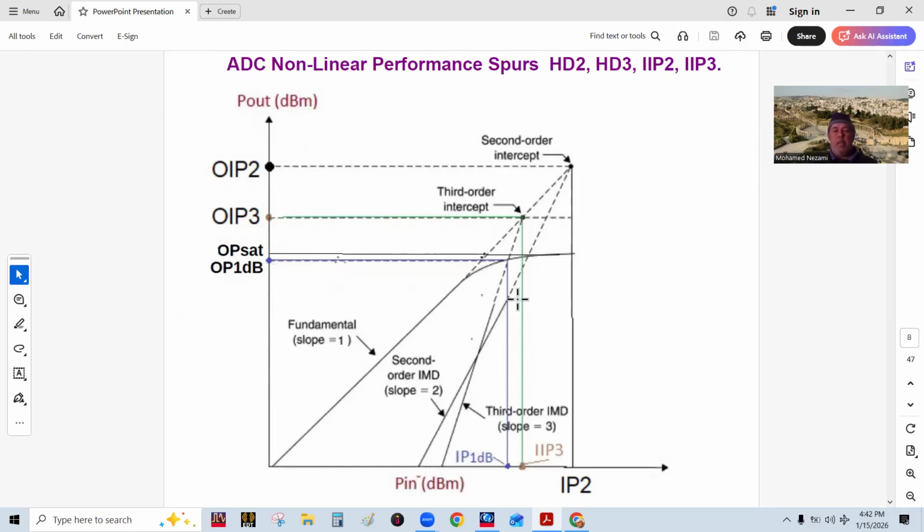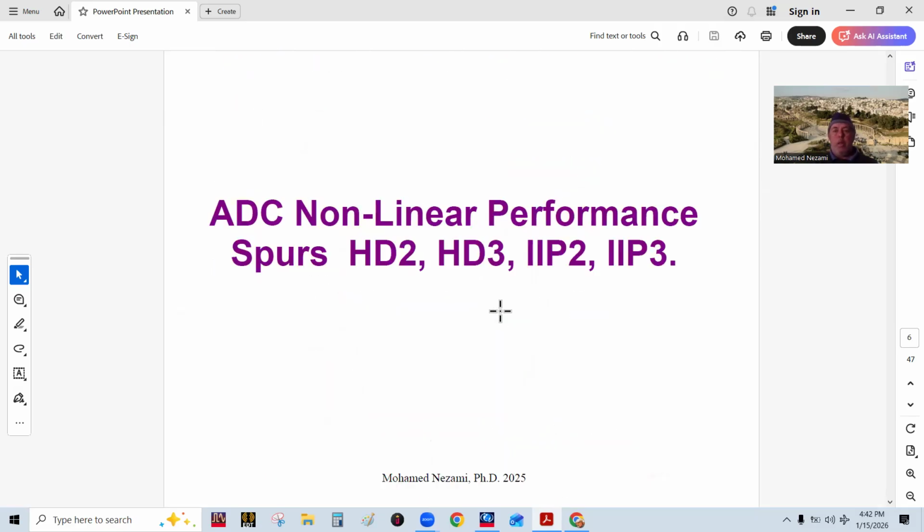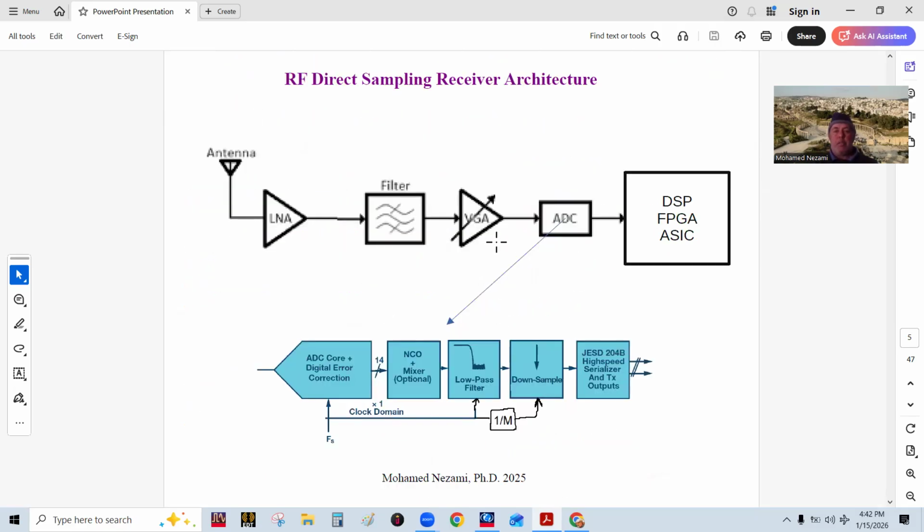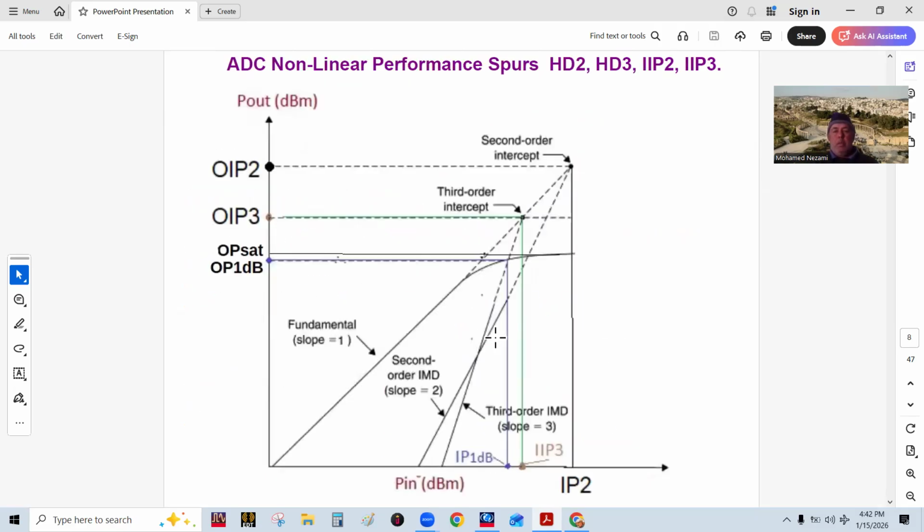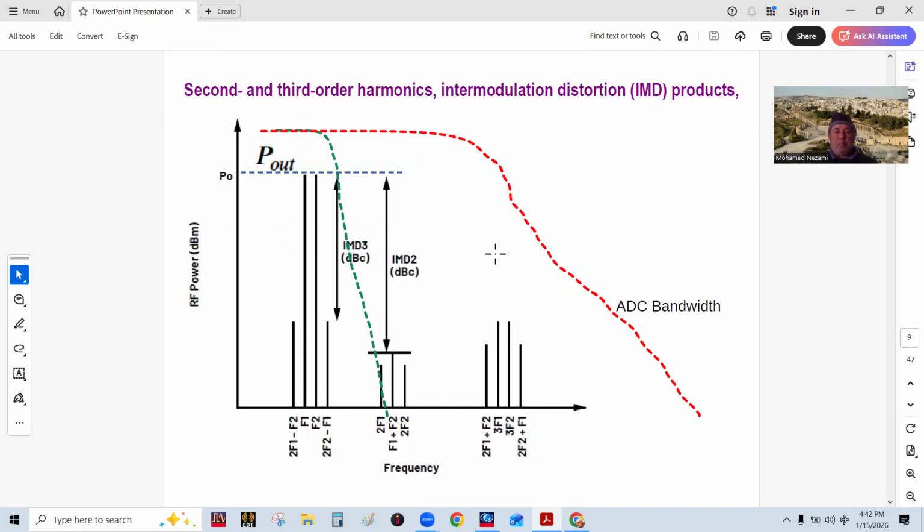So in the ADCs that we have covered, usually we are given these points in terms of two-tone test signals for a certain input. And the same thing for the RF devices as well in here. So now, again, let's look closer at this. So we do have the third order intermod and second order intermod when you feed two tones to the ADC or to the whole receiver.